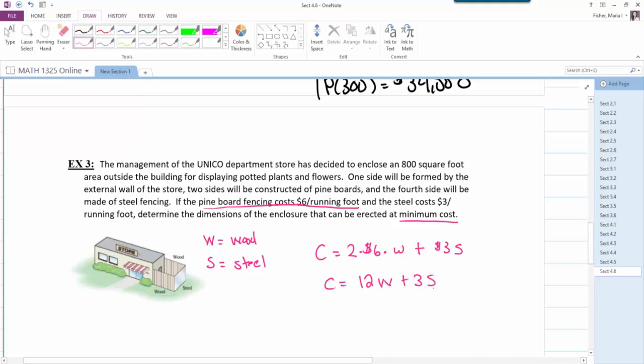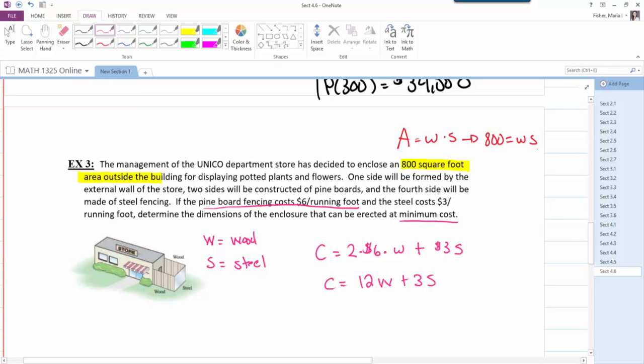So now we need to go back and figure out what information it gave us, because it must have given us some information so we can transform this into an equation with one variable. So again, the management of the Unico department store has decided to enclose an 800 square foot area. Okay, well then that gives me my area. So I know that my area, in this case, would be rectangular, and since I'm using W and S, would be W times S. So 800 would equal W times S.